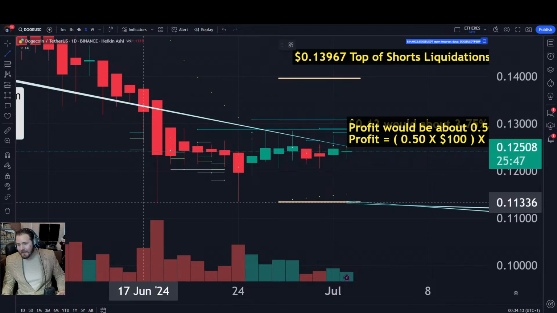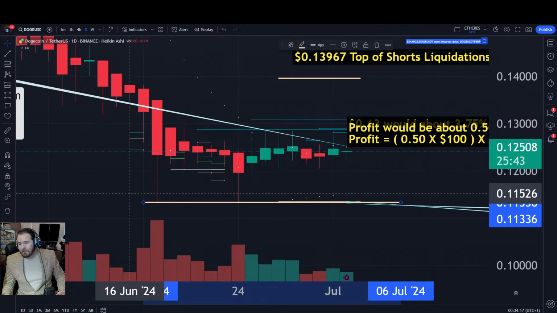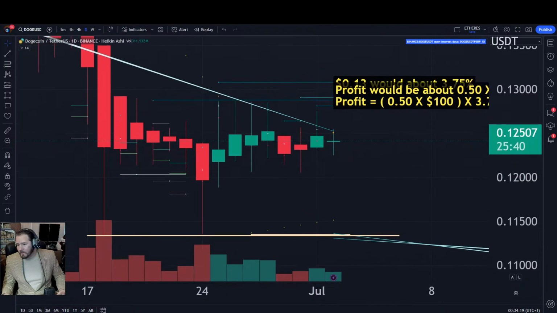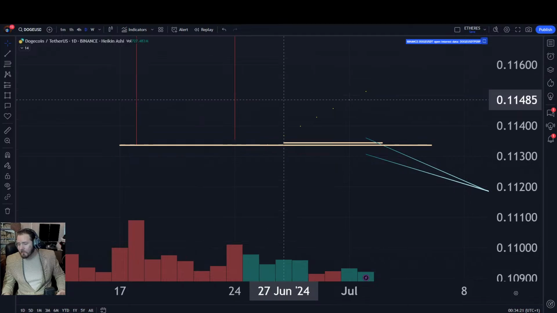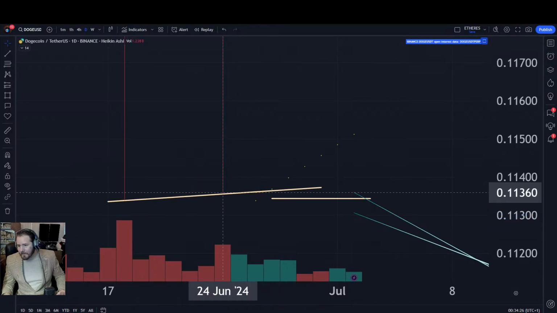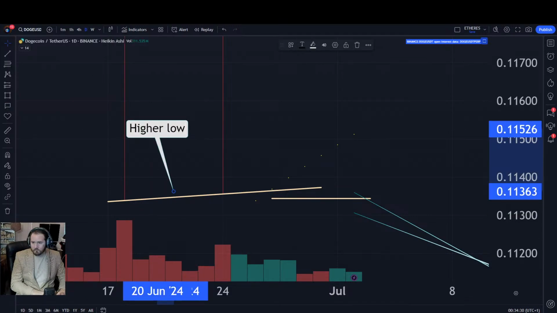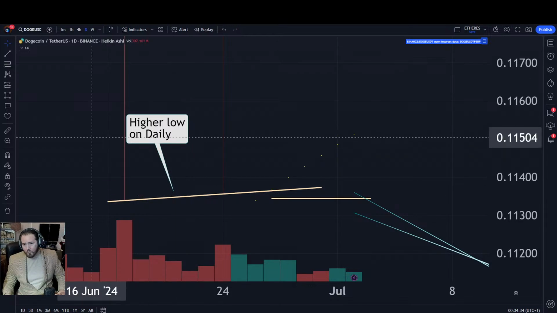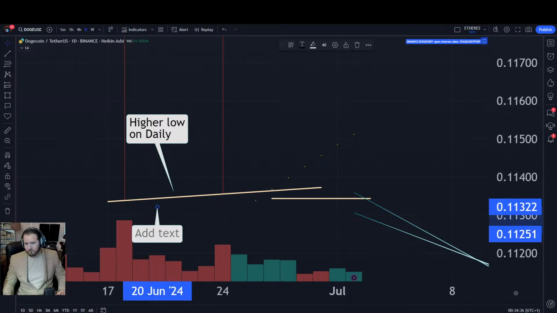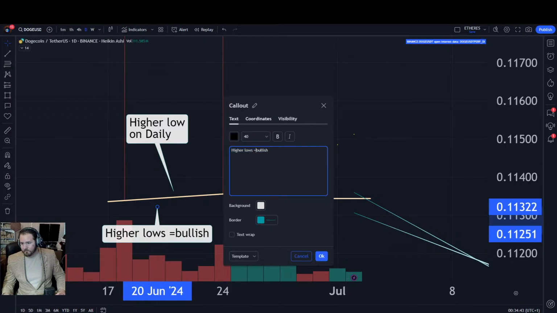Let's go ahead and have that line added on our daily chart. 11,372. And let's zoom in here a little bit more. Maybe go down a little bit more. Let's add it at an angle. So we made a higher low. So this is also bullish. The higher lows are bullish for Doge.